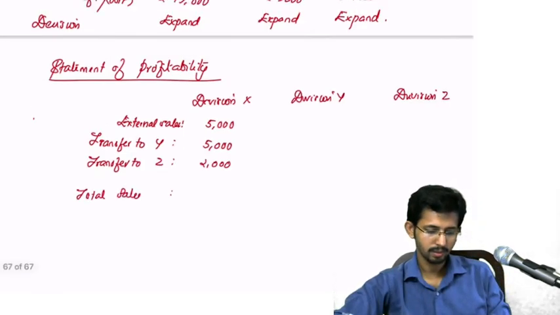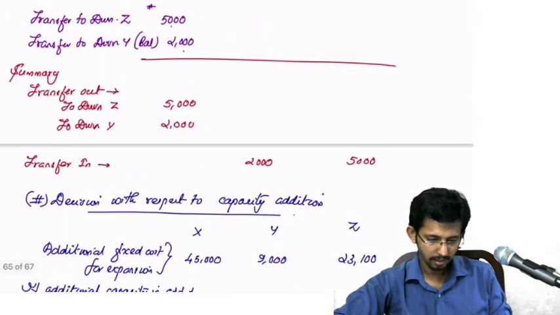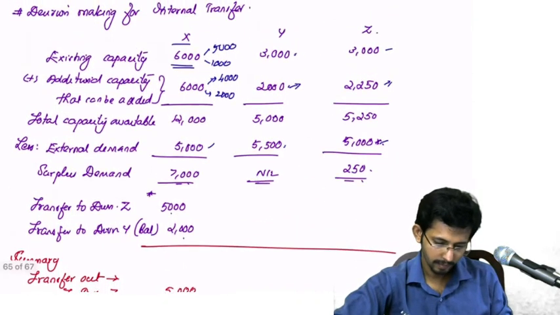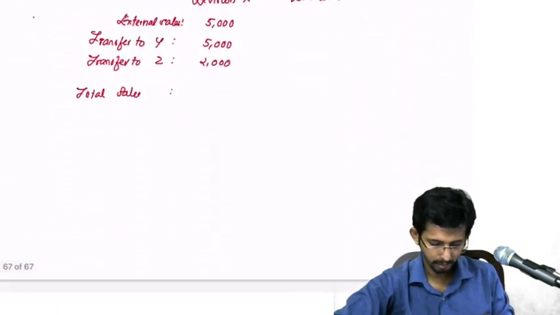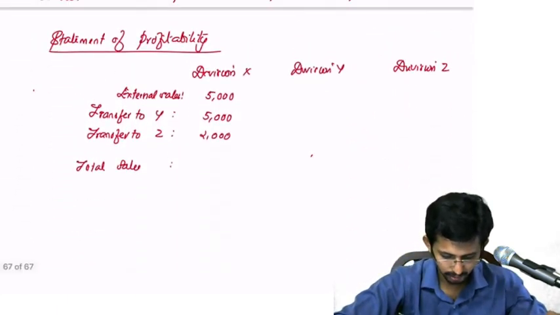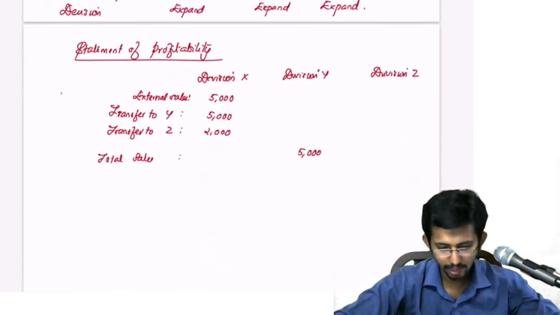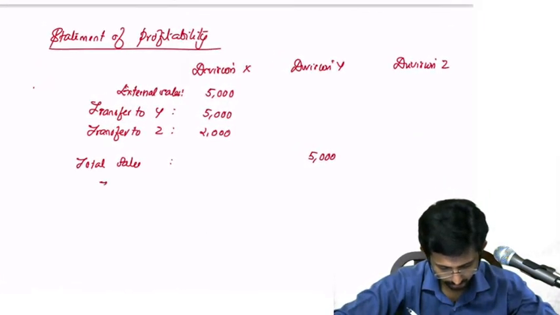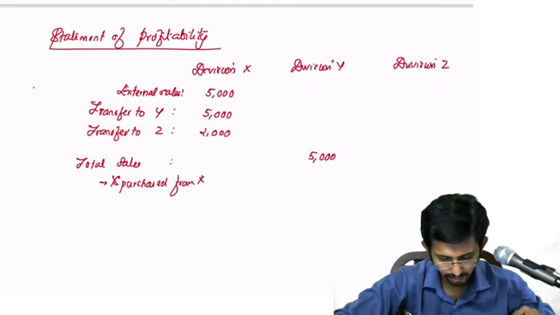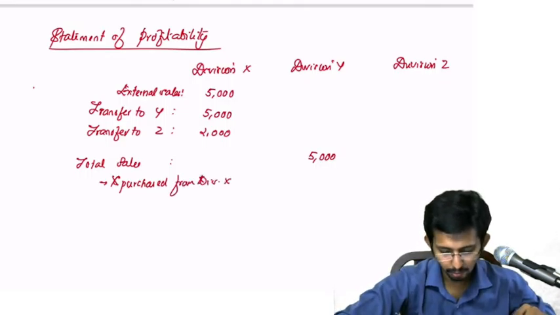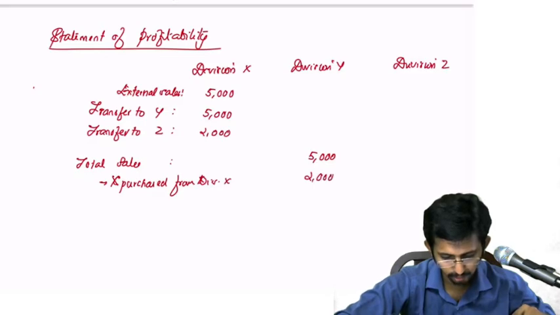Now in case of division Y, total sales, what is the total sales? Total sales is how much? 5,000. Total capacity available is 5,000. So here it will be 5,000. Okay, now X purchases from division X, how much can we purchase? We will get only 2,000.